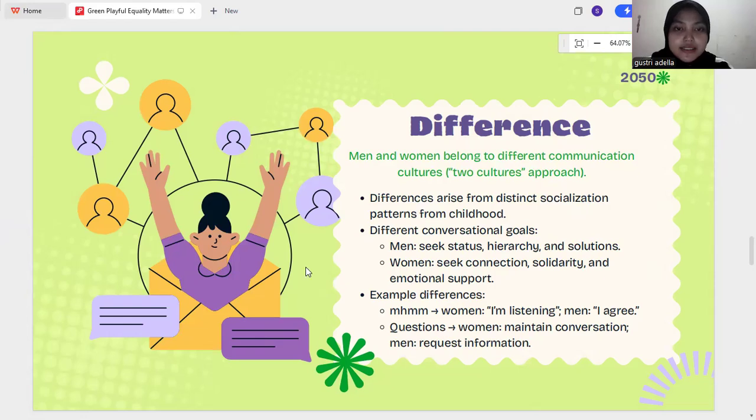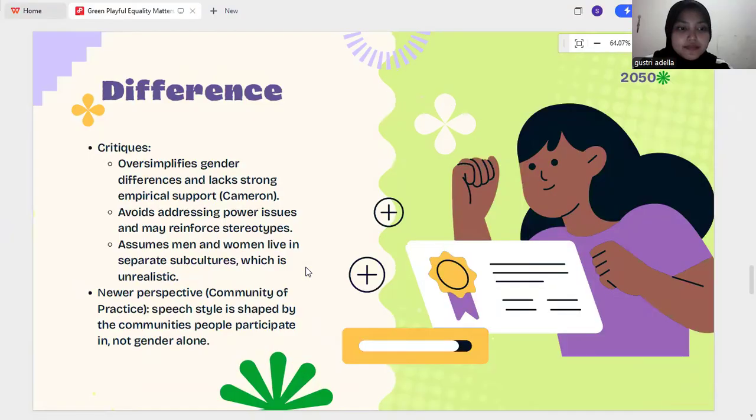And the next is, the difference approach has some critics. The first is it oversimplifies gender differences and lacks strong empirical support, by Cameron. The second is it avoids addressing power issues and may reinforce stereotypes. And the third is it assumes men and women live in separate subcultures, which is unrealistic.